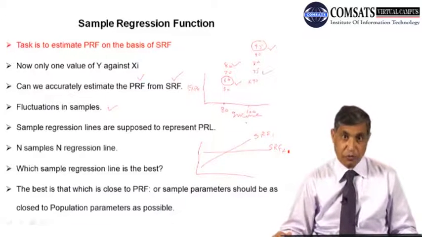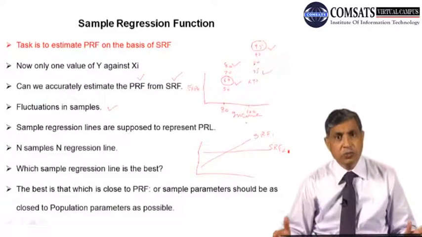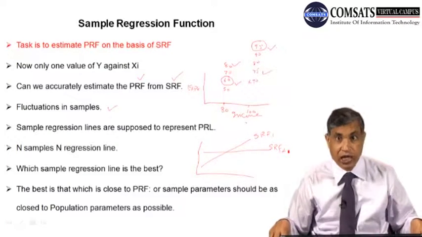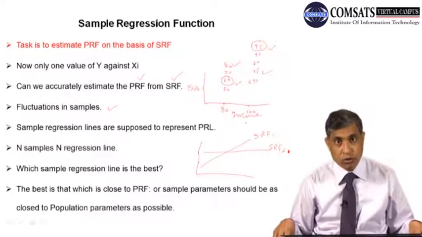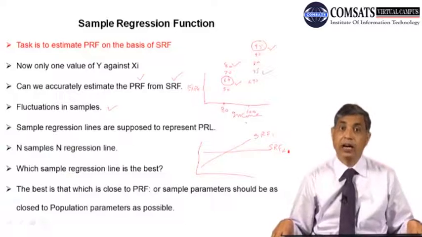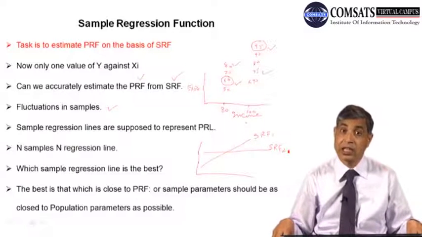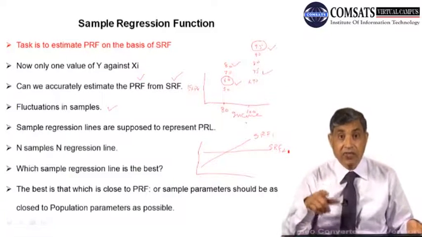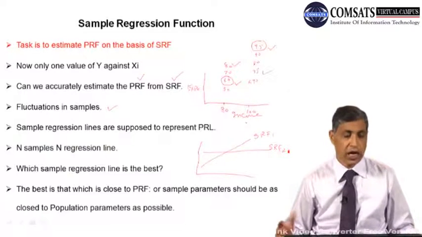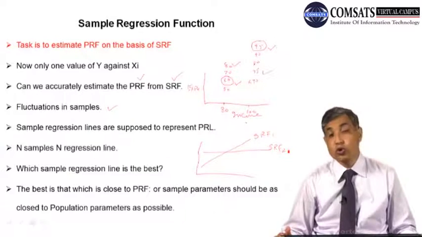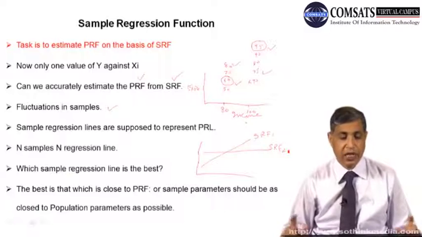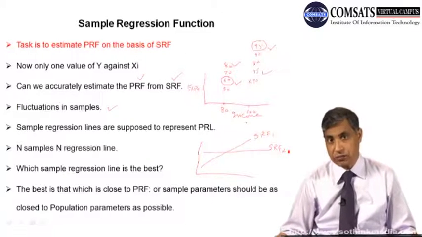Which line is more appropriate? This is a very interesting question, and simply speaking, the line that is more representative of the population regression function is the best line. And how will we come to know which one? Is there any intuition? No, there are mathematical solutions, there are statistical measures that help us in finding which regression line is nearer to the population regression function. Simply, the best is the one which is close to the population regression function, or in other words, the sample parameters should be as close to the population parameters as possible.